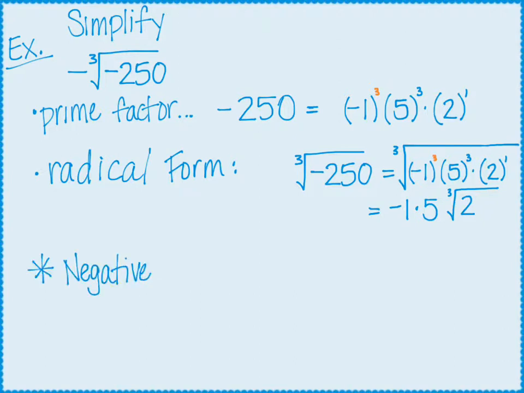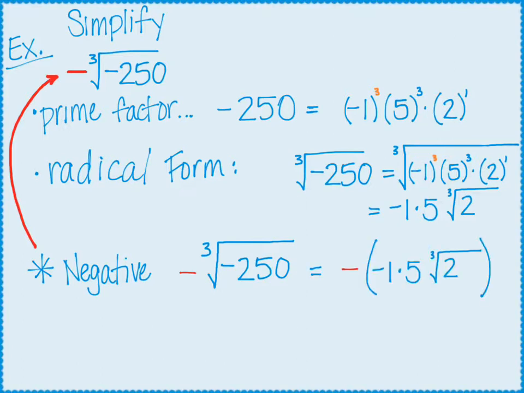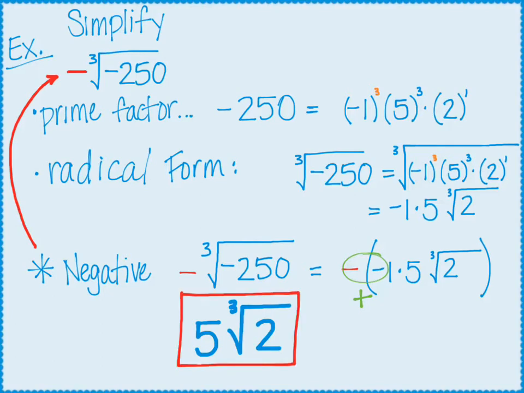But don't forget that there was a negative all the way out in front. So this is actually asking not just for the cube root of negative 250, but the negative of the cube root of negative 250. So I'm going to negate that answer that I had up above where I did it in radical form. And a negative times a negative is a positive. So I'm going to get positive 5 cube root of 2. And this wouldn't simplify any further. I did not have to go into exponential form to do this. What I utilize most of the time is prime factorization. So there's my final answer.